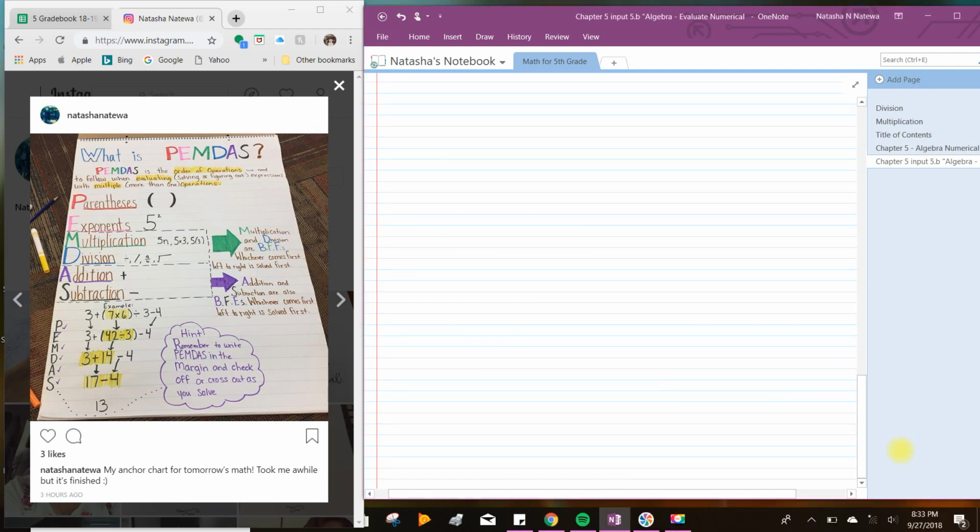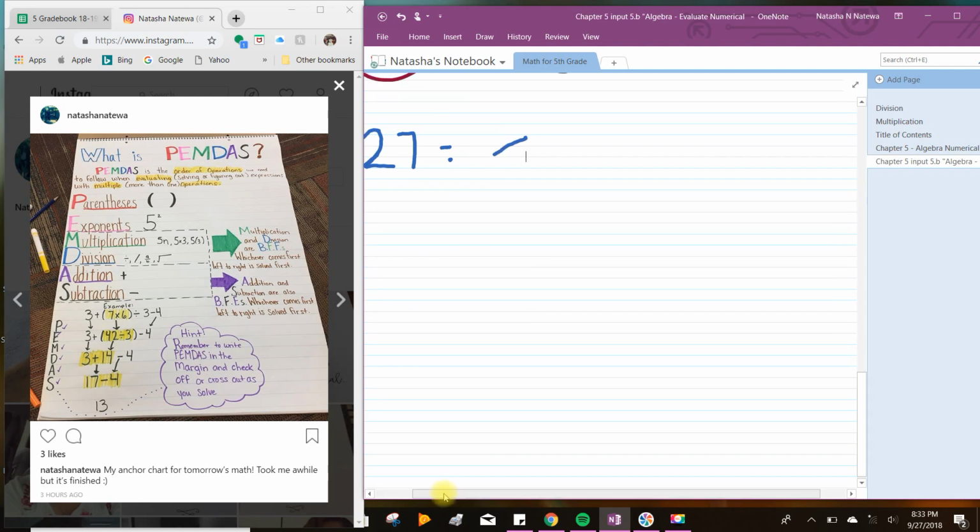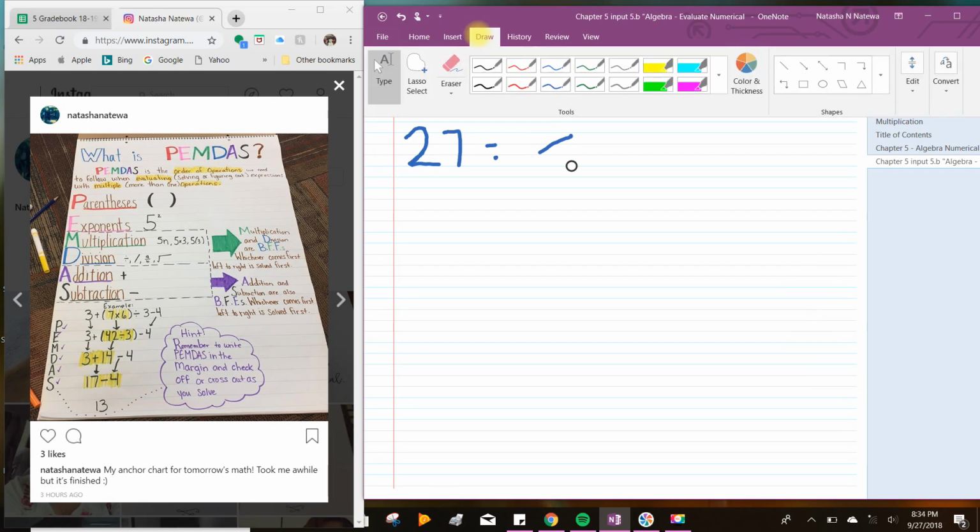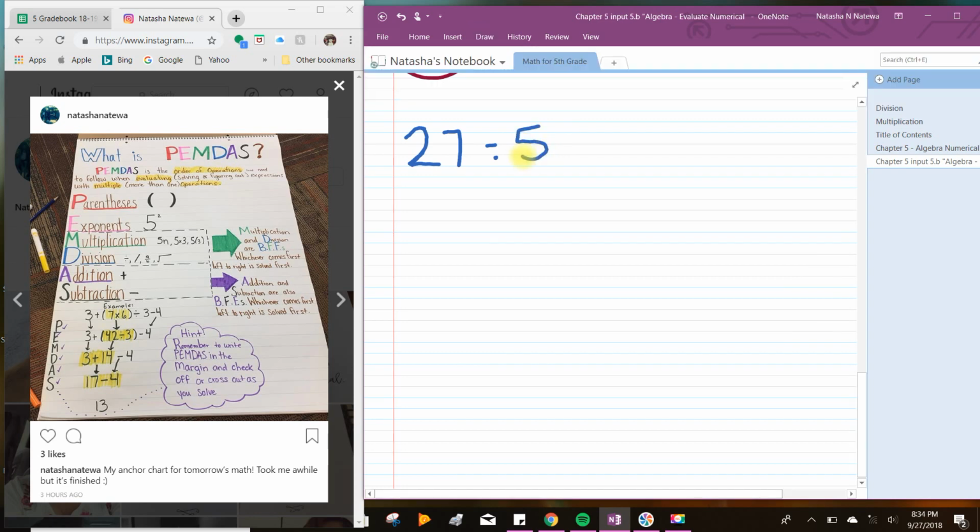Alright, the numerical expression we are working with right now is 27 divided by 5 times 6.